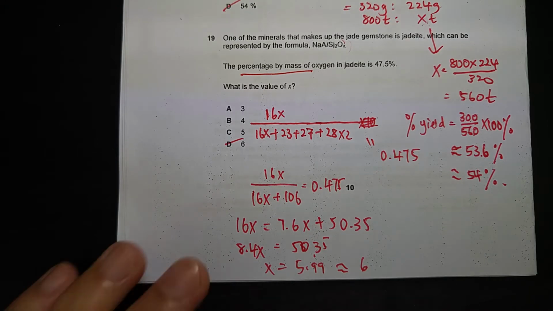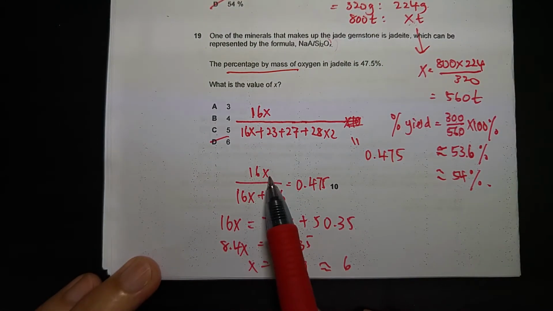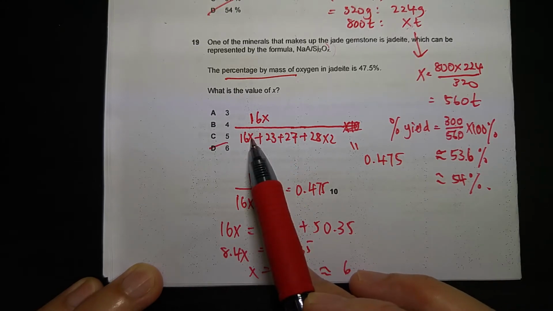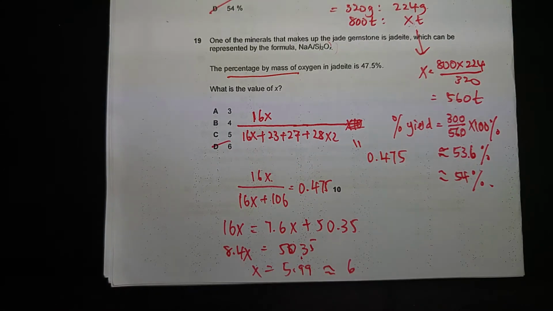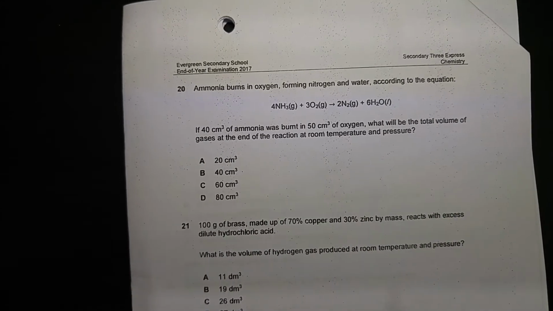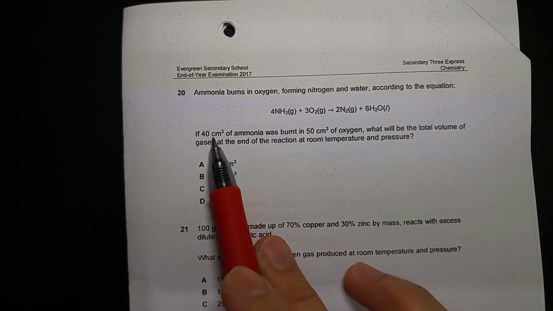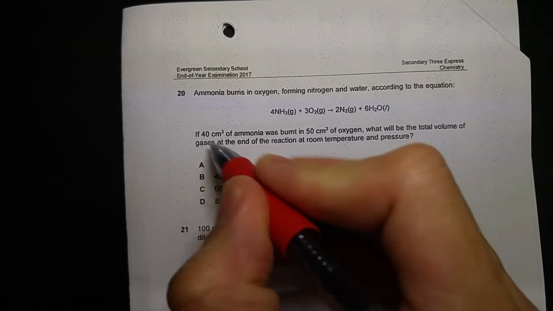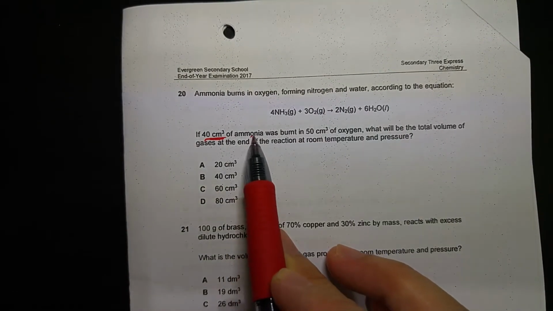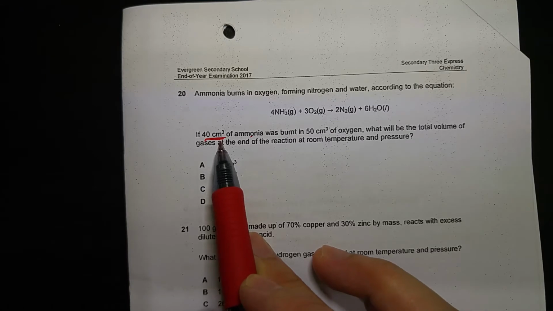Okay? Yeah, so basically to find out what X is, X is at the numerator and also at the denominator. That's number 19. Okay, let's look at number 20. Number 20, ammonia burns in oxygen, forming nitrogen and water according to the equation. 40 cm³ of ammonia. See, this is the gas. Okay, ammonia is a gas, right? 40 cm³. This is the volume of the gas.